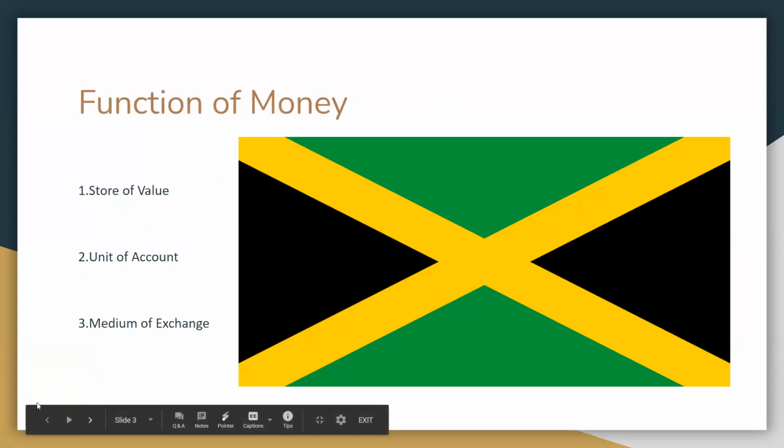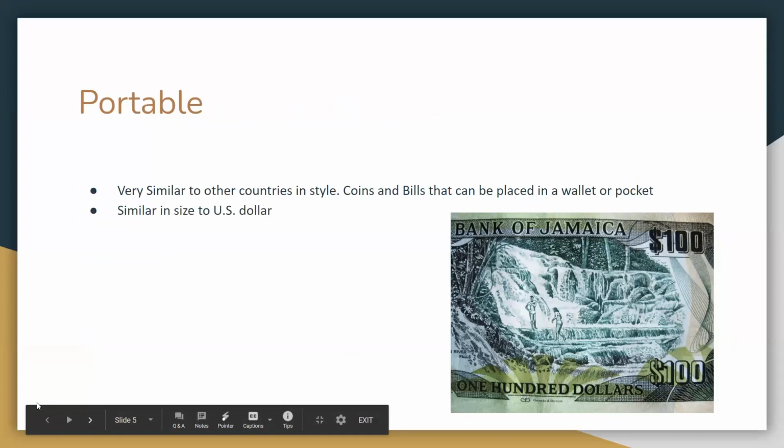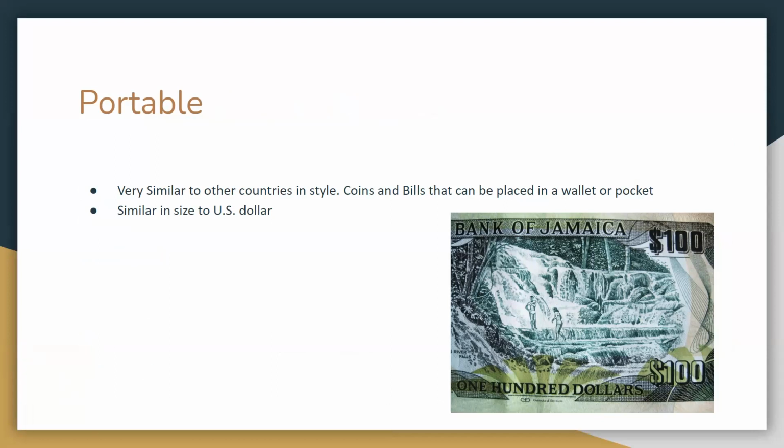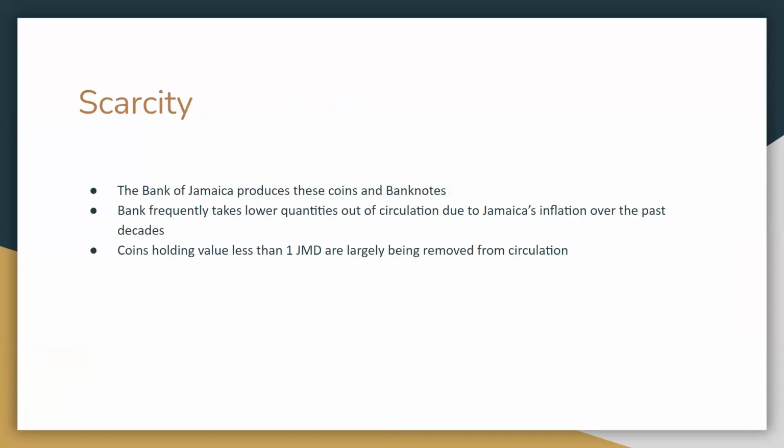The Jamaican dollar is fairly portable, and it is very similar in style to other countries. They have coins and bills that can easily fit in a wallet or a pocket, and in fact, they're fairly similar in size to the US dollar or the British pound. The Jamaican dollar is also a fairly scarce currency due to it being produced only by the Jamaican Bank. Additionally, the Jamaican Bank has taken strong control over the currency by removing coins and currency of lesser value. In fact, coins valued at less than $1 Jamaican have largely been removed from circulation.